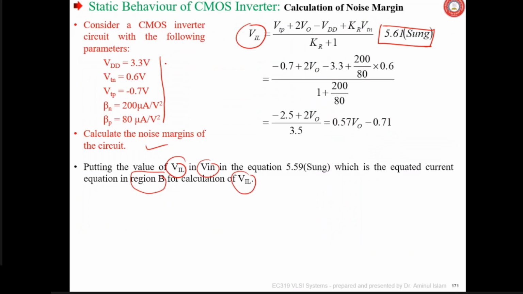Anyway, there is a problem, numericals. Consider a CMOS inverter circuit with the following parameters: VDD equals 3.3 volt, VTN equals 0.6 volt, VTP equals minus 0.7 volt, beta N equals 200 microampere per volt square, beta P equals 80 microampere per volt square. Calculate the noise margins of the circuit. Means you have to find out NML and NMH.